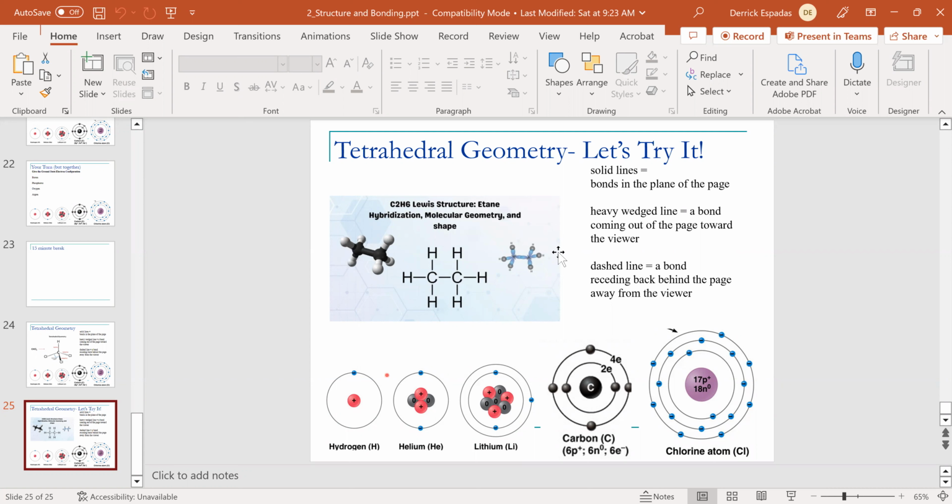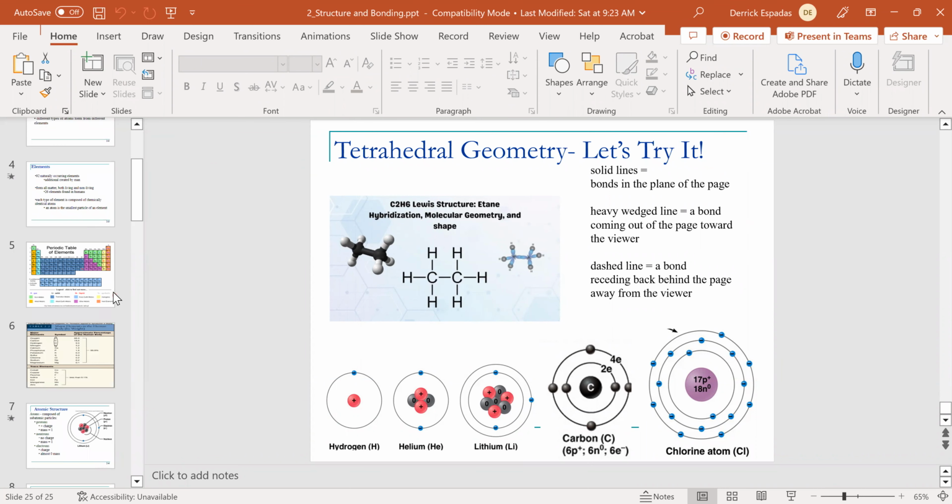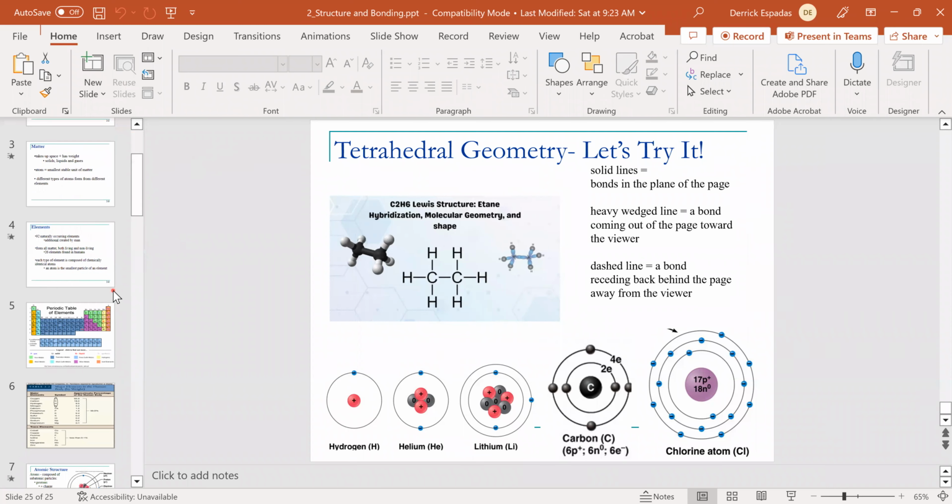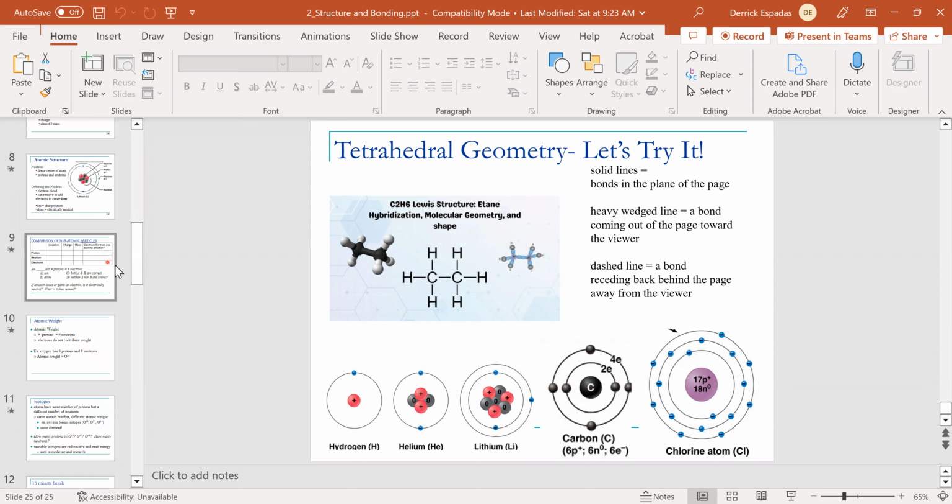So a lot of times we diagram it like this, or even over here, or like that. And so remember the bonds of the plane on the page, and look it up. This is a total Google it type situation. Solid lines are the bonds of the plane on the page. Heavy wedge lines are bonds coming out of the page toward the viewer. And dashed lines are a bond receding back from the page away from the viewer. So just let me jump back to that first one. Just like I mentioned, I would strongly suggest you get a start on this particular one.